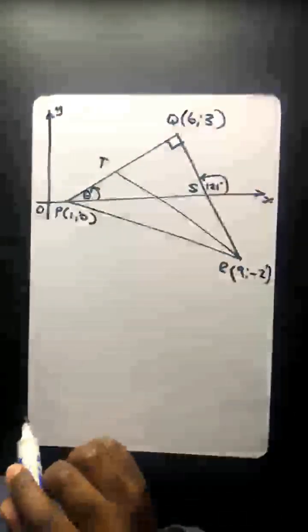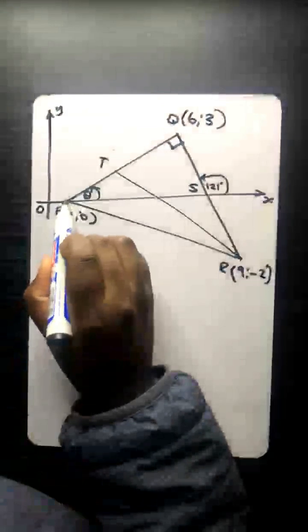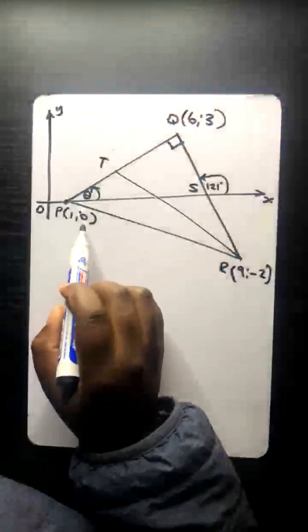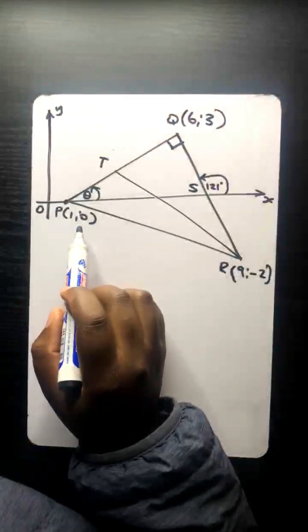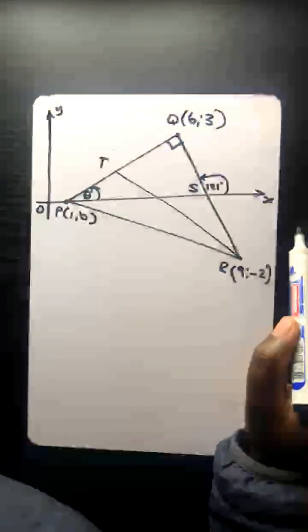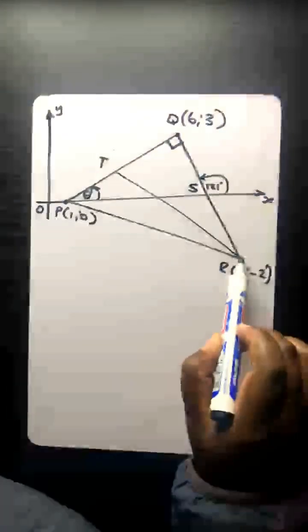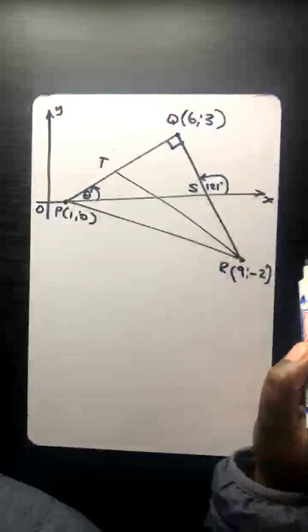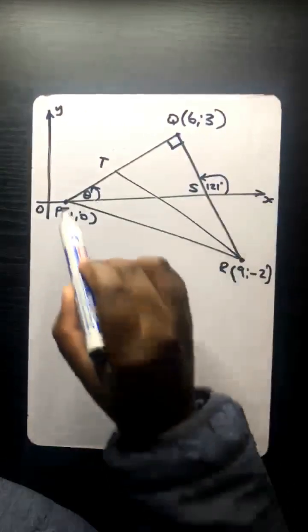P, where is P? There's P. So they're saying P is a point having 1 and 0. Q, where is Q? There's Q. Q having 6 and 3. And R, there's R. They're saying these are the vertices of a triangle. Yes, these are the corners of a triangle.